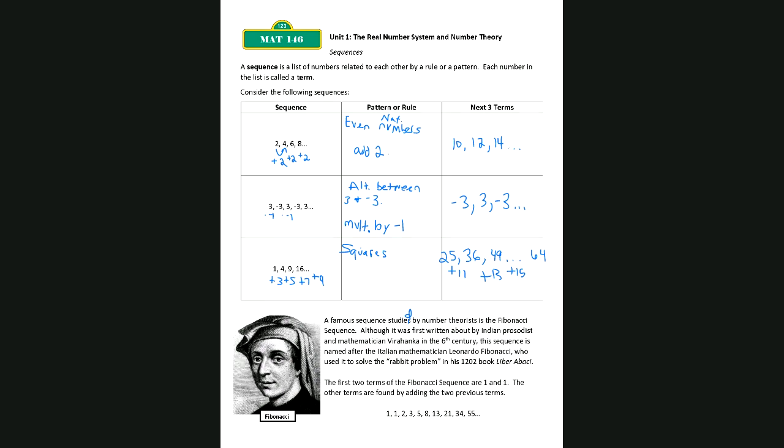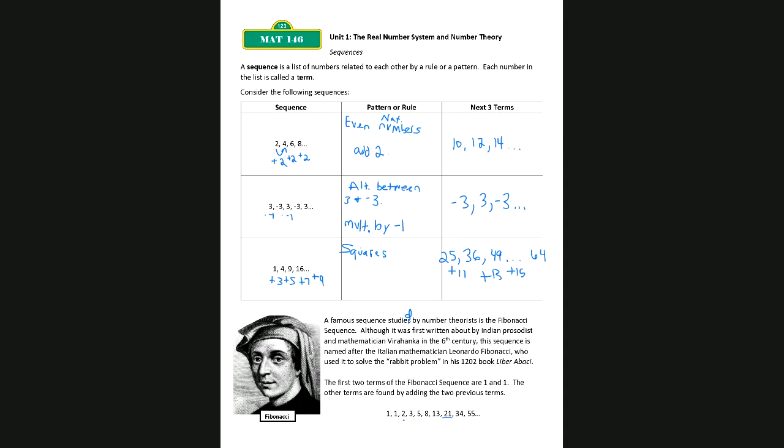It says the first two terms of the Fibonacci sequence are 1 and 1. The other terms are found by adding the two previous terms. So notice here I have 2. Well, 2 is 1 plus 1. 3 is 1 plus 2. 5 is 2 plus 3. 8 is 3 plus 5. 13 is 5 plus 8. So in order to get any term in the Fibonacci sequence, you add the previous two terms.